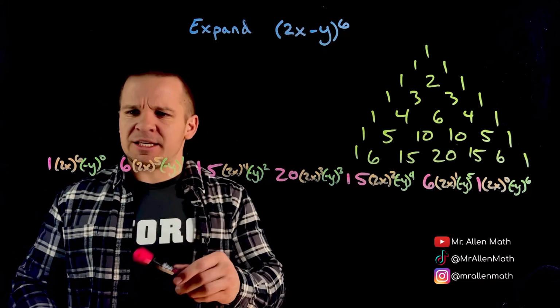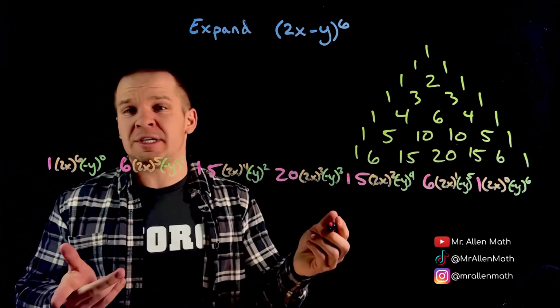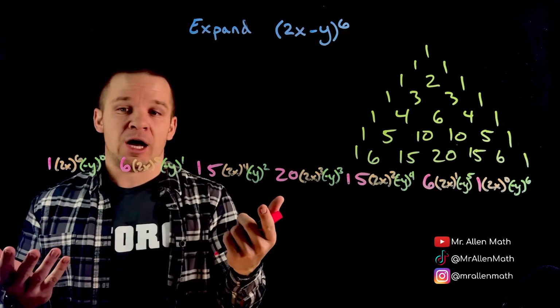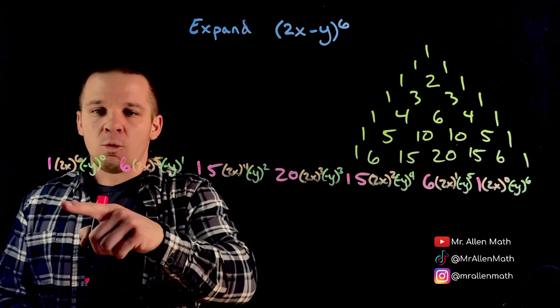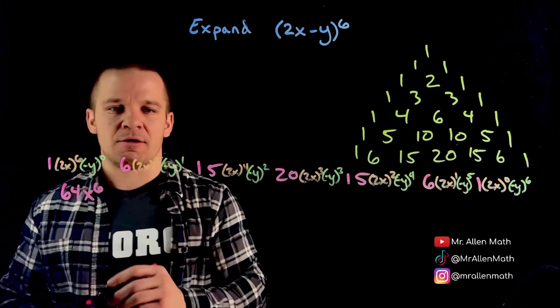All right, let's see here. So we've got 2 to the 6th power. Well, 2 to the 5th is 32, so 64. All right, so that's 1 times 64 times, well, negative y to the 0 is just 1. So we're going to have 64 x to the 6th. All right, first one done, man.